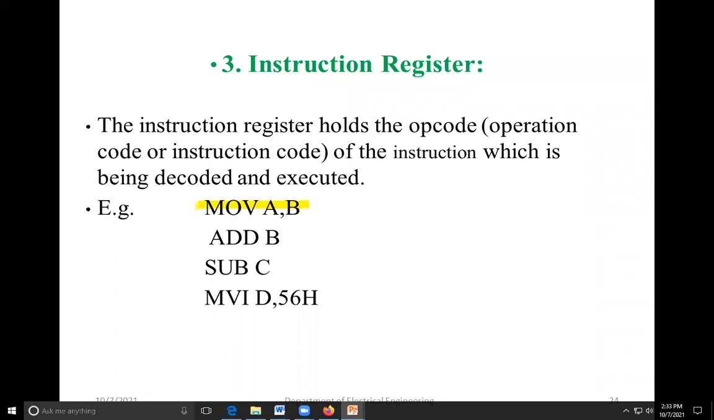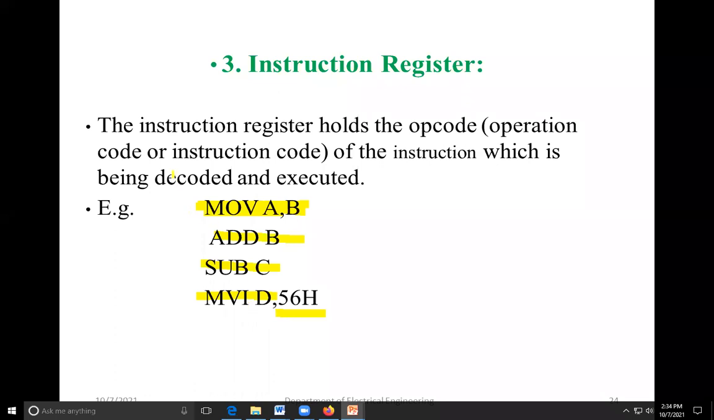So if it is MOV A, B, it has one opcode. Opcode means it has some hex code. This is called the opcode. ADD B has an opcode, SUB and SBB have opcodes. Here see MVI: MVI is the opcode, and 56H is the data.